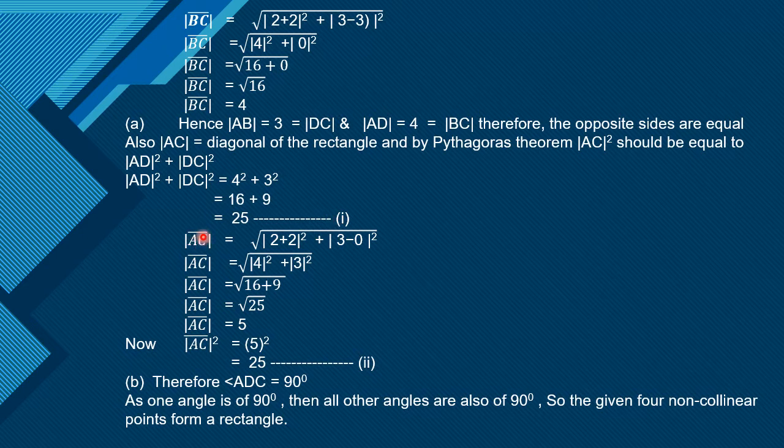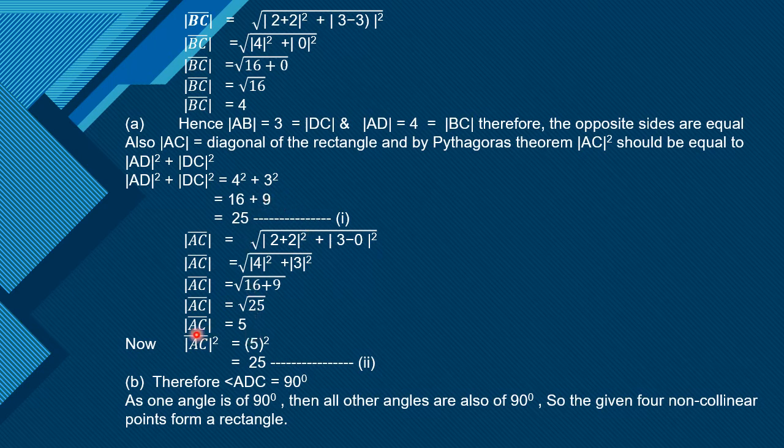Let us find out AC, that is the diagonal of the rectangle, by applying the distance formula. So here (2 plus 2) square plus (3 minus 0) square gives you 4 square plus 3 square, and then 16 plus 9 under the square root, that is square root of 25, and solving this will give you 5. Now if you take the square of AC, it gives you 25 again. Mark this as equation number 2. Now from 1 and 2, Pythagoras theorem has been proved.